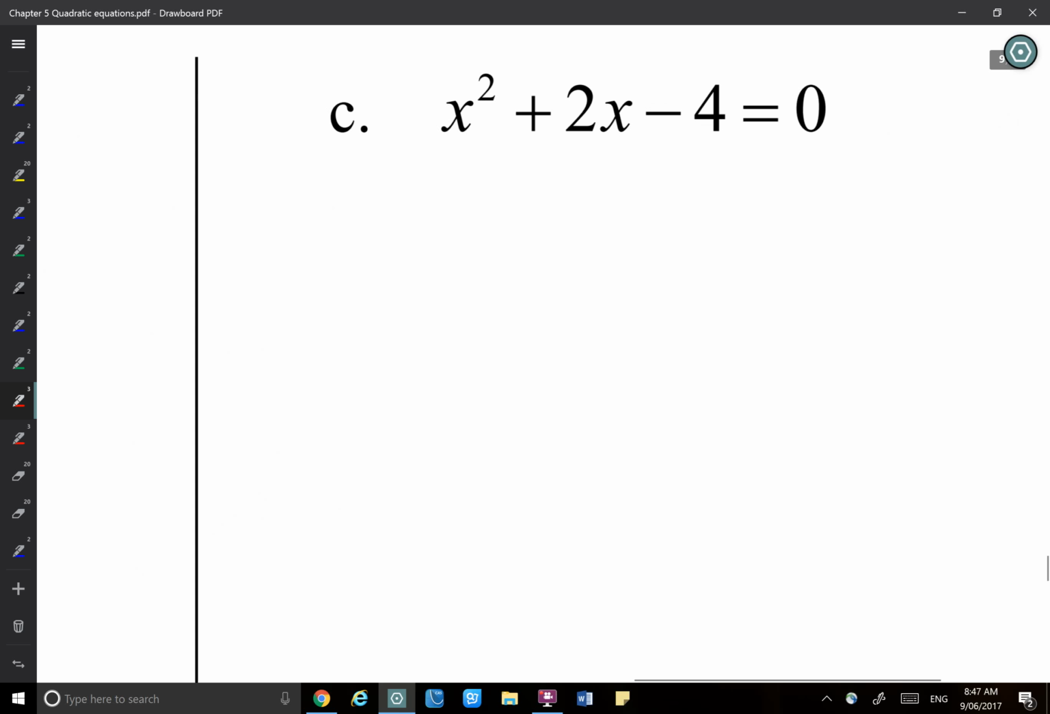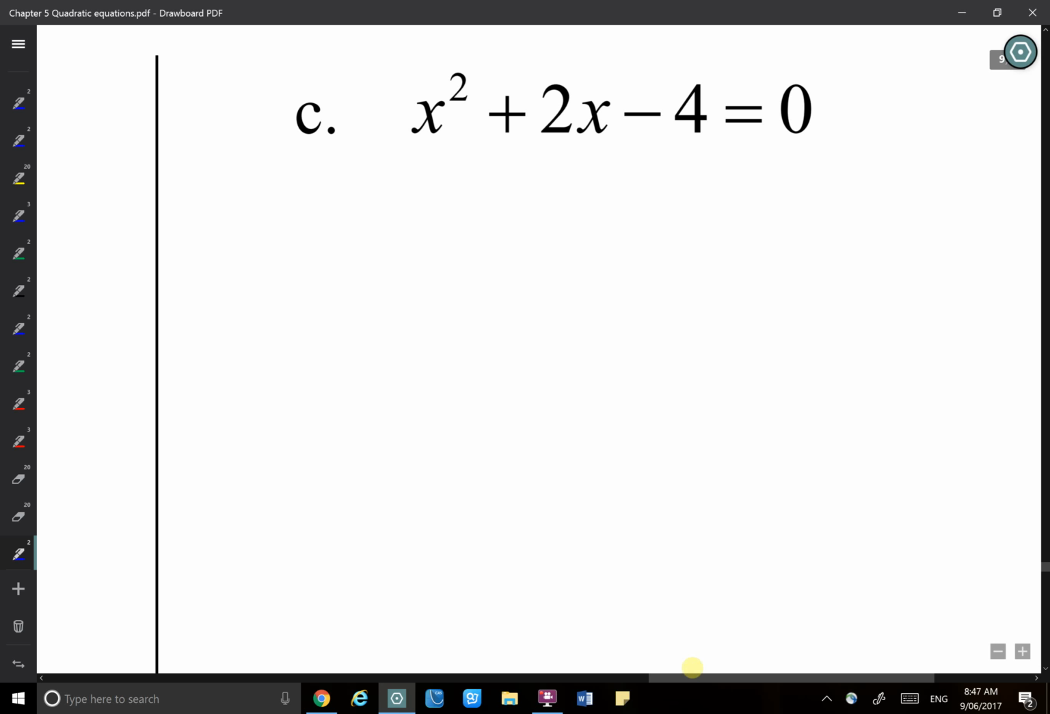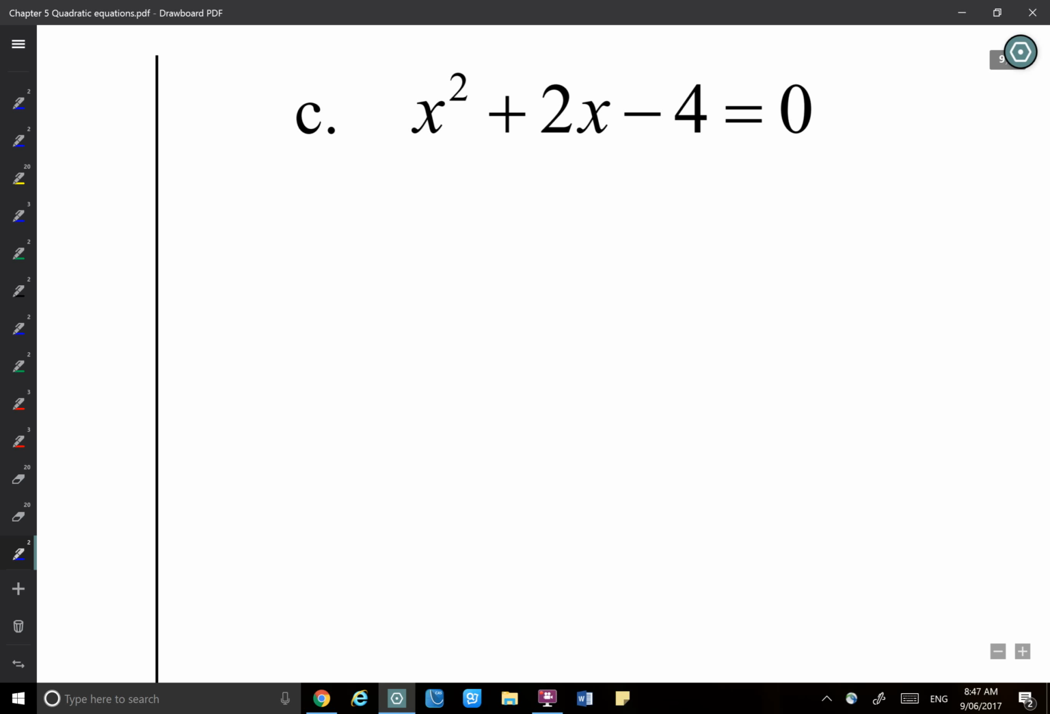Okay, next one. x squared plus 2x minus 4 equals 0. We have a minus 4. Minus 4 is 2 and minus 2, can't make a 2. 4 and 1 can't make a 2. So can't use cross multiplication.